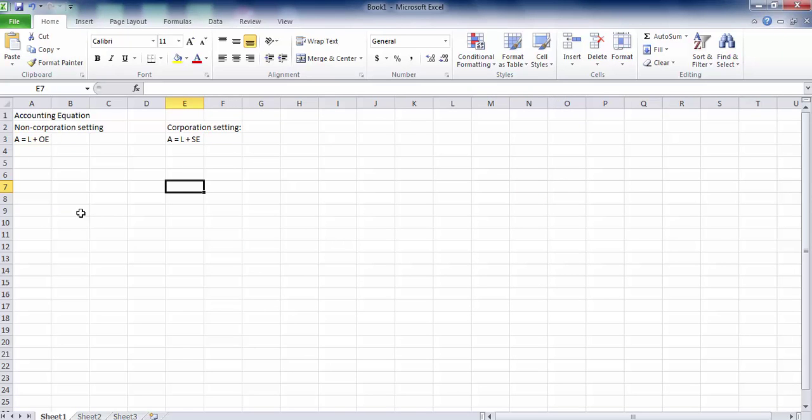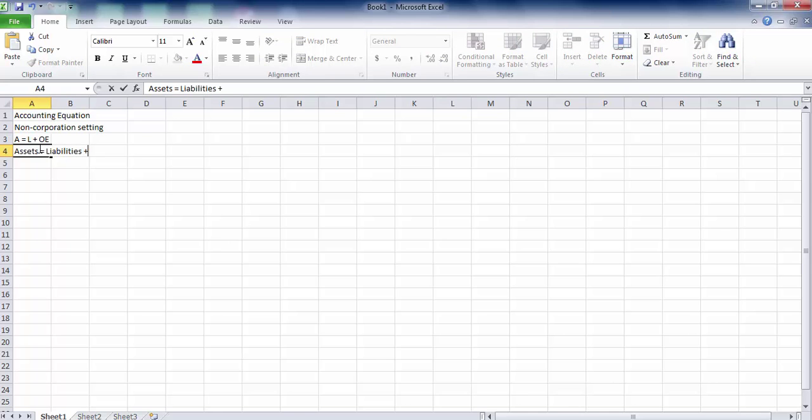So the bottom line is that we're going to be working with a non-corporation setting. So let me just get rid of the corporation situation there so we don't get confused. And now let me break down the assets equals liabilities plus owner's equity into a little bit more detail. Okay? So how about if I spell everything out? Assets equals liabilities plus, now let's break down the equity.